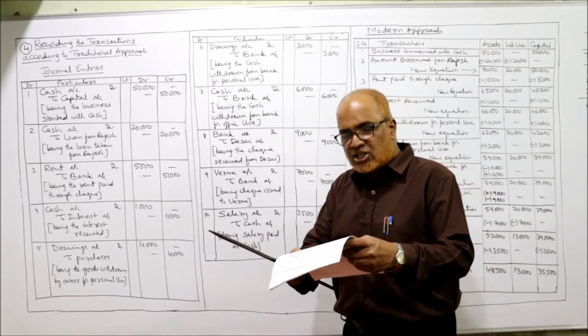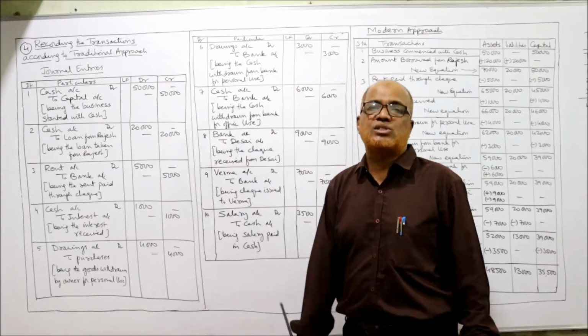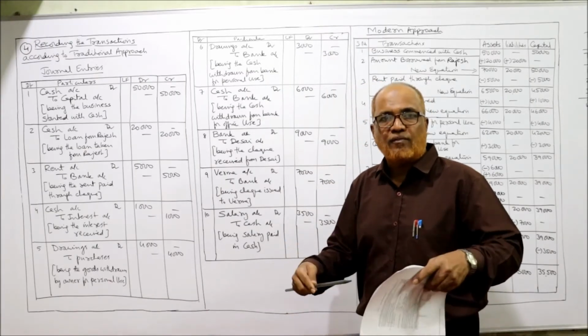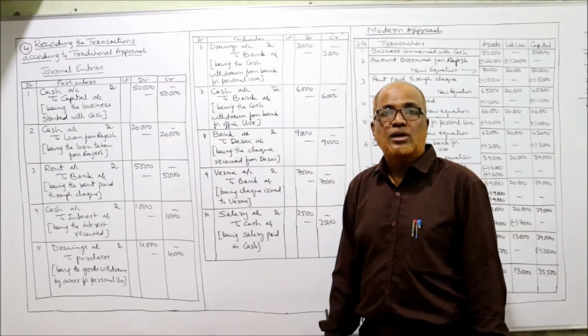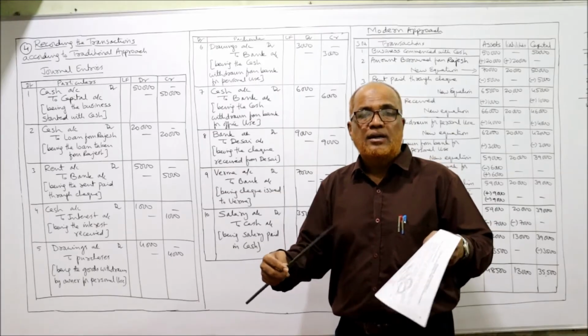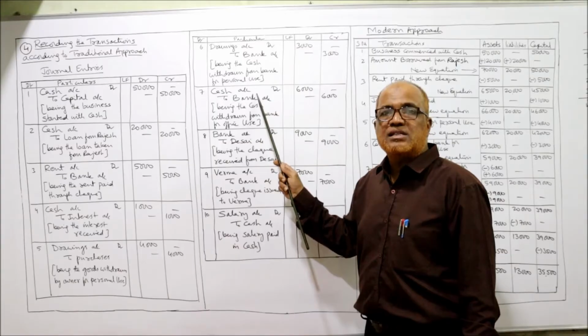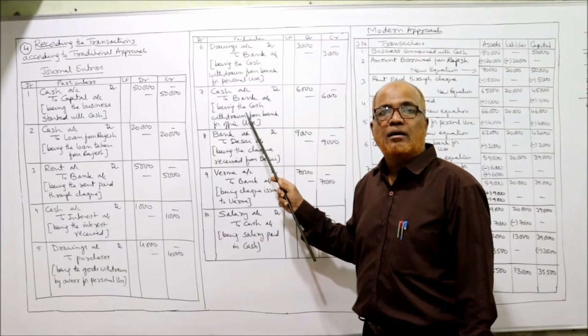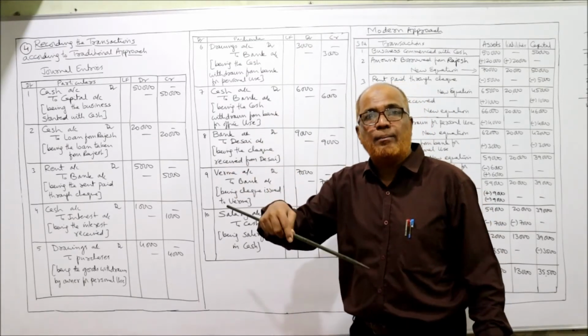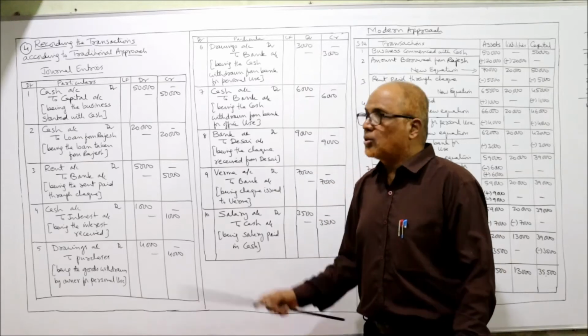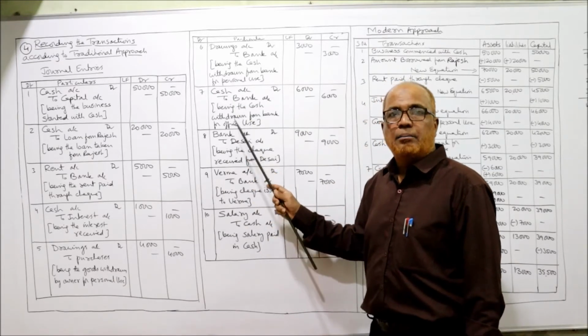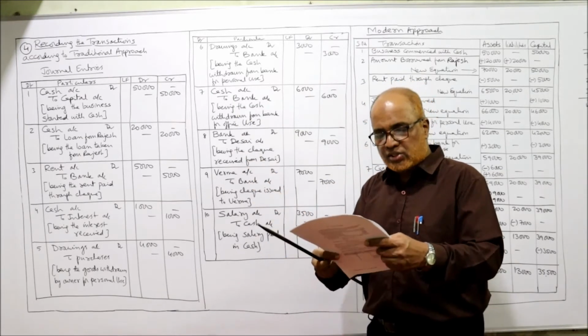Next entry, cash withdrawn from bank for office use. Cash is withdrawn from bank for office use, so cash is coming into the business. So the cash account is debited. From where is this cash coming in? From bank, because we have withdrawn the money from bank for our office use. So cash account debit to bank. Being the cash withdrawn for office use.